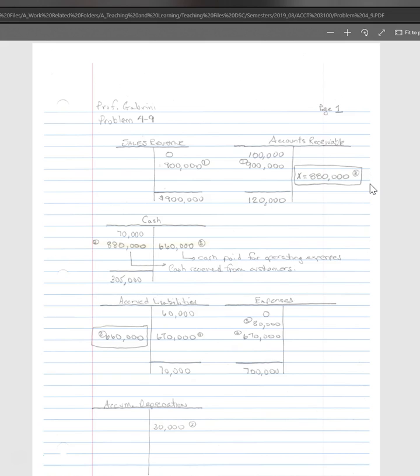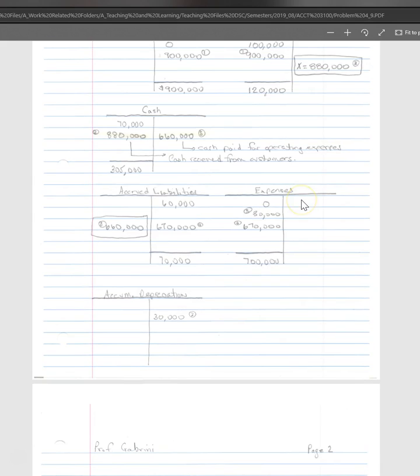All right, now the second problem we want to tackle is how much did we pay our vendors and suppliers? To answer that question, we're going to take a look at the expenses and the accrued liabilities. We know for expenses, we ended the year with $700,000 in operating expenses. We started the year with zero. It's another temporary account. Accrued liabilities started off with a balance of $60,000 and ended with a balance of $70,000.